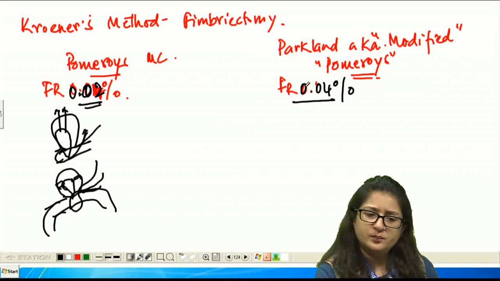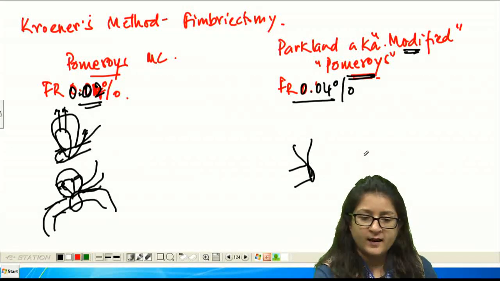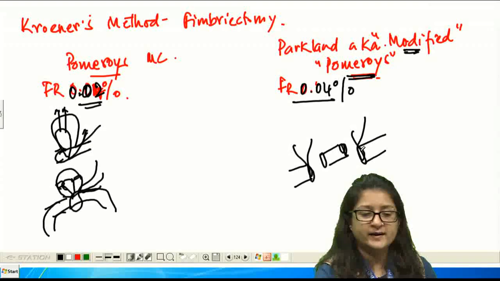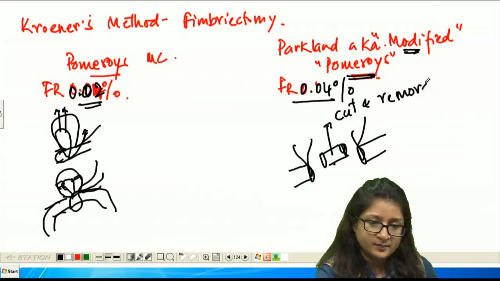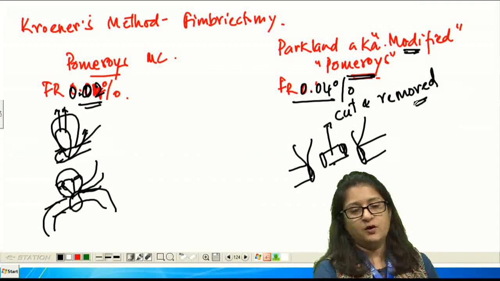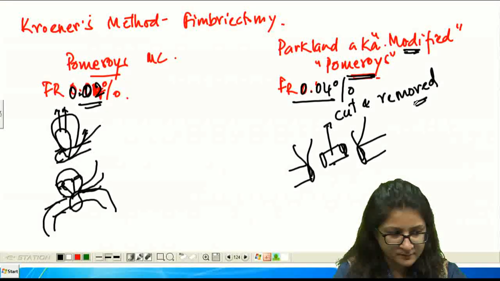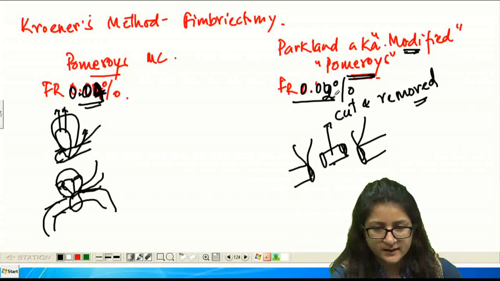Okay, then in modified Pomeroy's, what we do, we ligate the tubes, and the middle segment in between the two ligatures is cut and removed. This is the Parkland procedure or modified Pomeroy's procedure. Okay. The failure rate, I have incorrectly written it. The failure rate is like this.